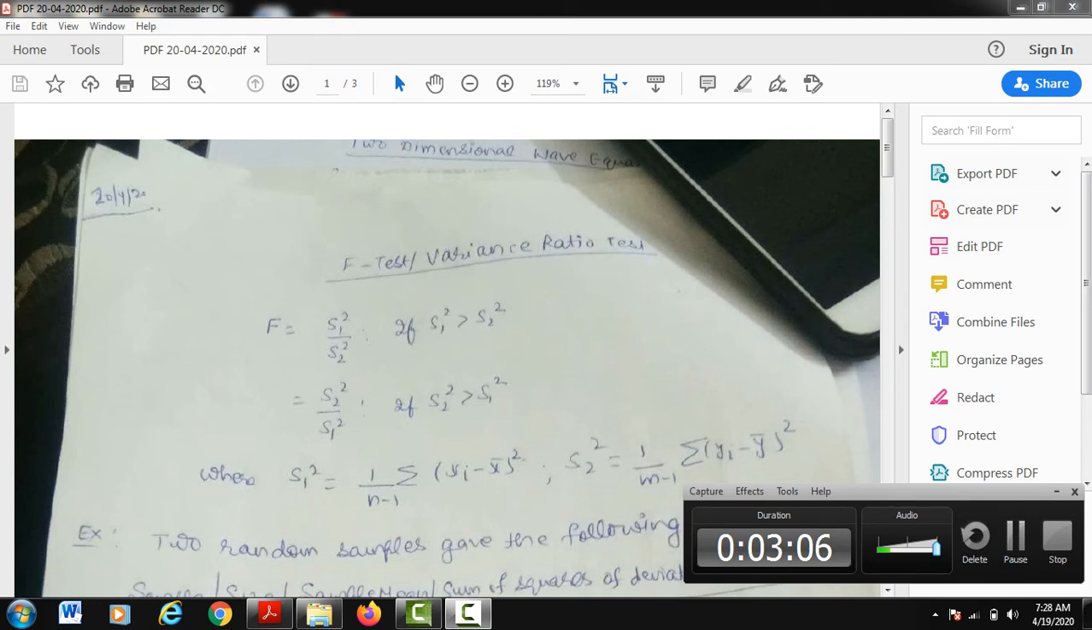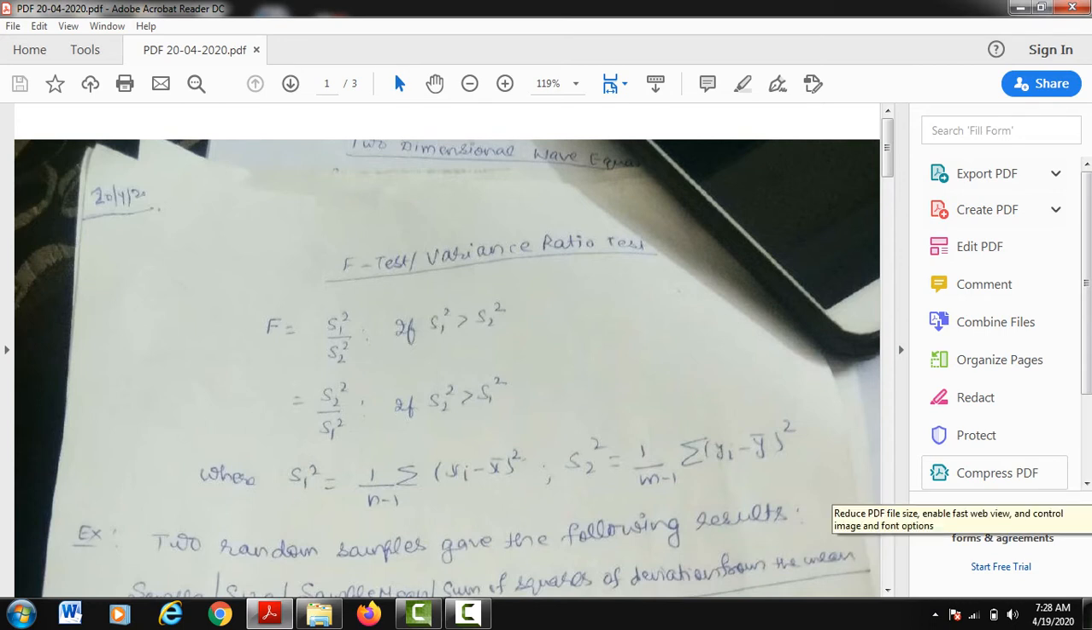So students, let us start with the numerical. First of all, again the same steps are there for testing. The very first is we have to set up the null hypothesis. Then the second is we have to set up the alternative hypothesis, that is the statement which is complementary, opposite to the null hypothesis. Then we use the F statistic.